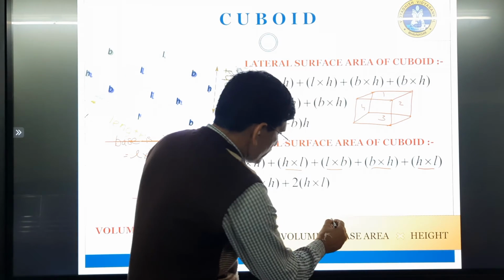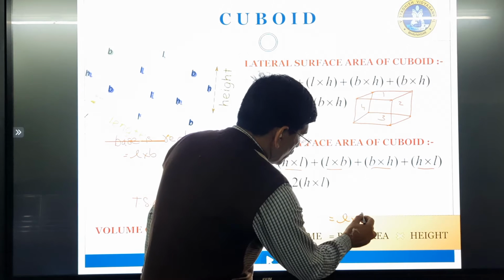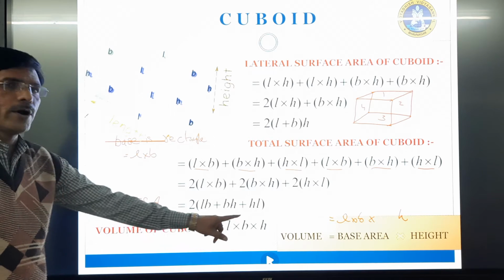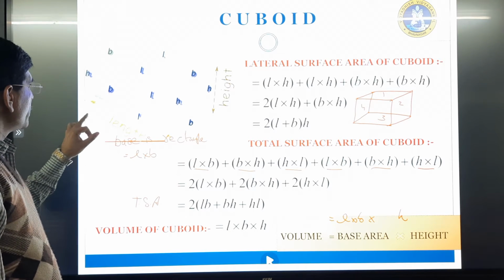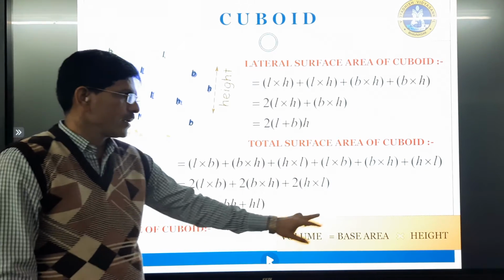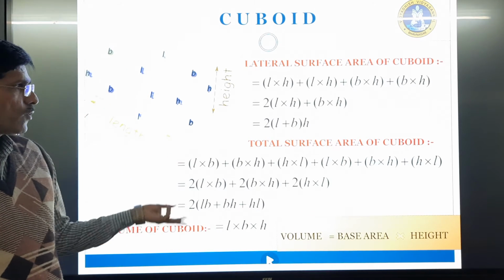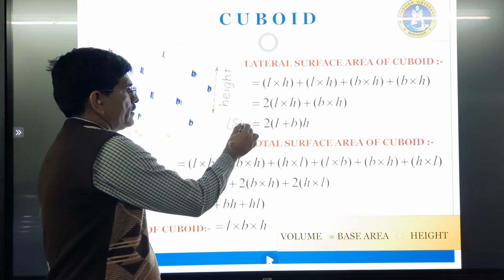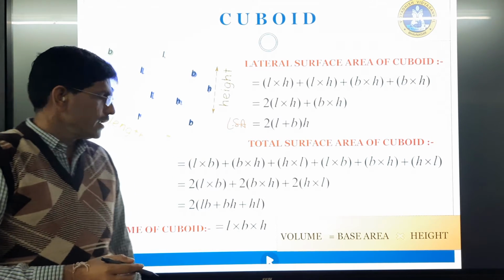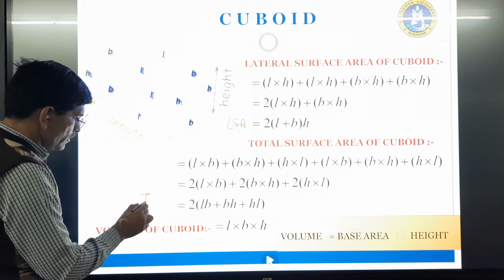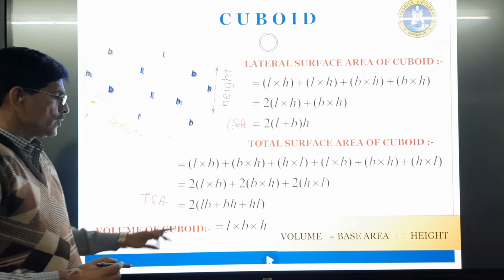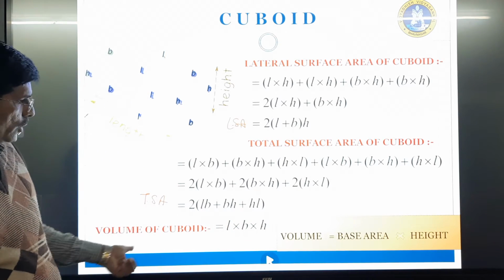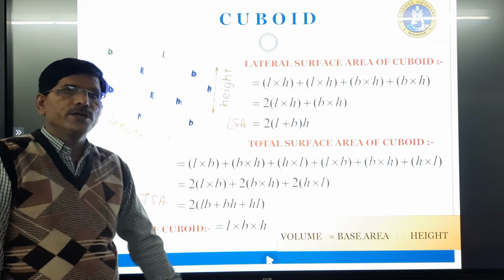So here the base is L into B, and the height is h. That is why the volume of a cuboid is L into B into H. So the three formulas again: lateral surface area is 2H(L plus B), total surface area is 2(LB plus BH plus HL), and volume of cuboid is L into B into H.